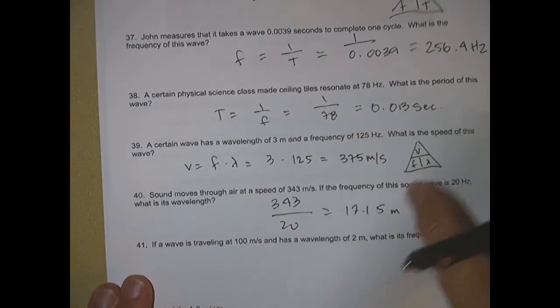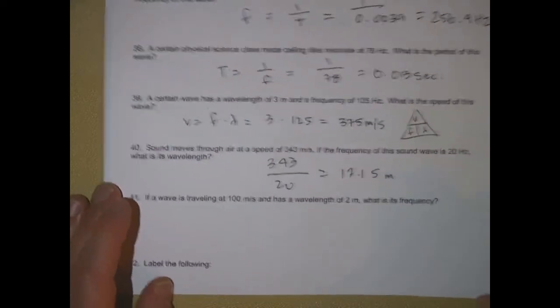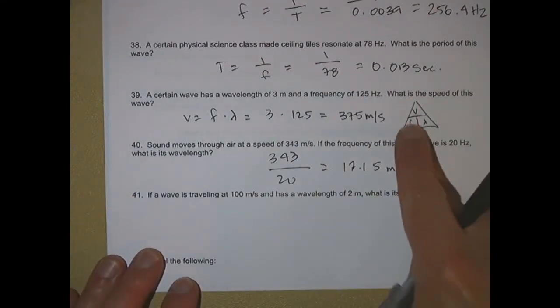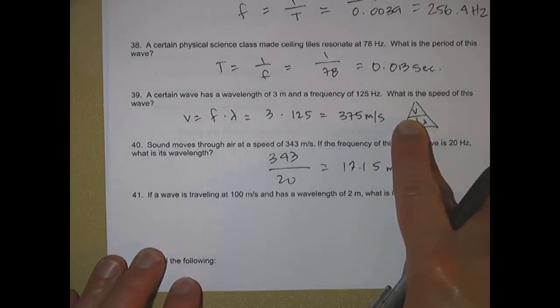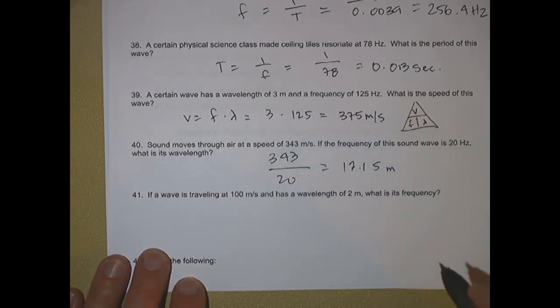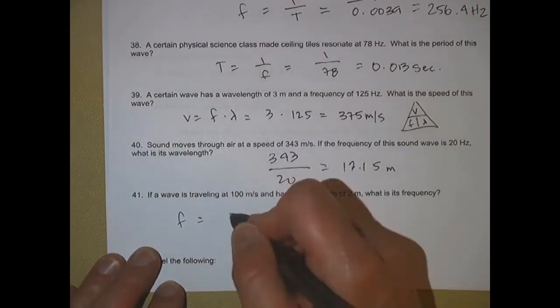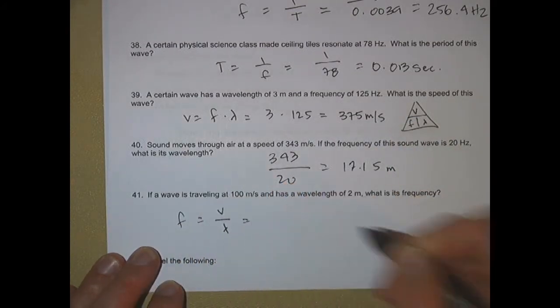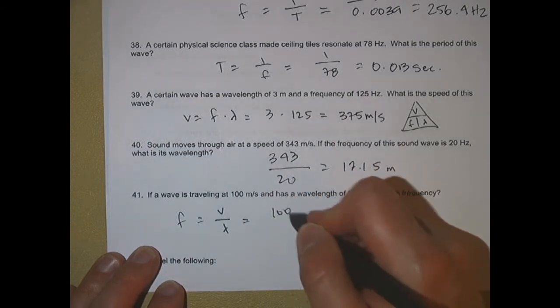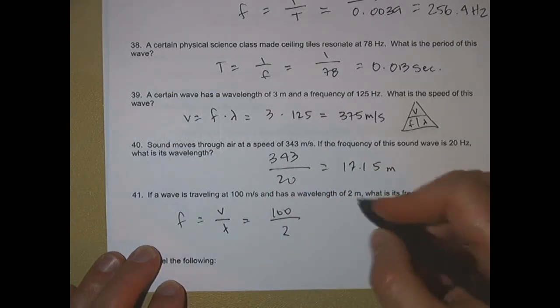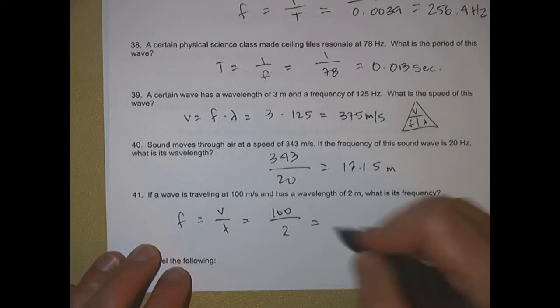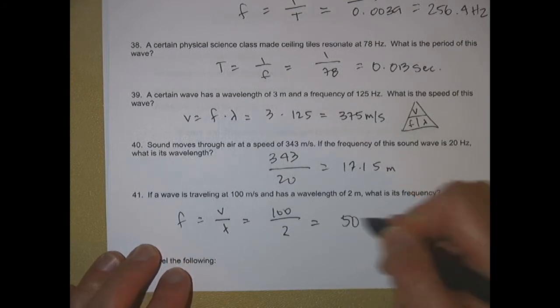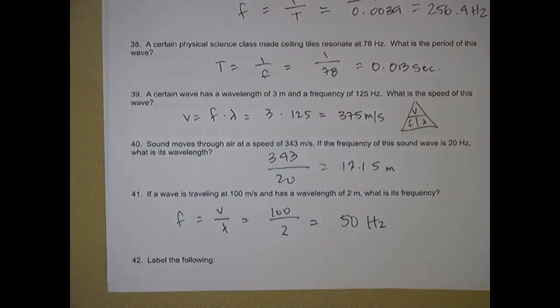The wave is traveling at 100 meters per second and has a wavelength of 2 meters. What's its frequency? So frequency is velocity over wavelength. Plug it in. The velocity is 100. The wavelength is 2. And you end up with frequency being 50 hertz.